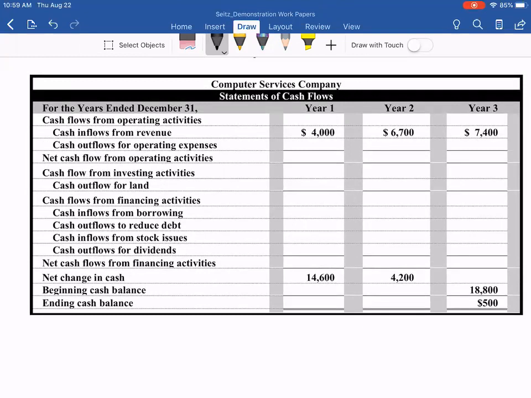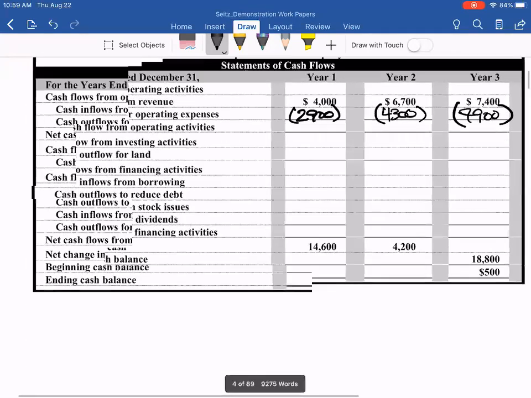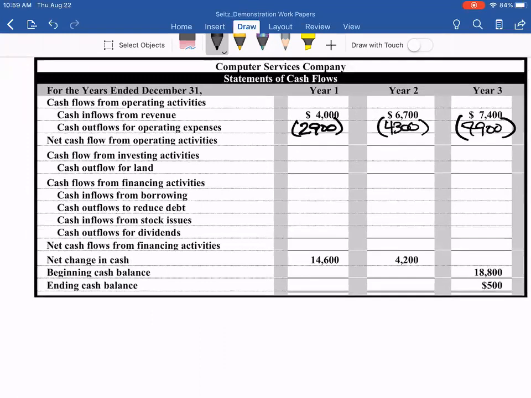financing for 3 years. All right, so I'm going to start off with cash flow from operating activities, starting the first year. Cash inflow from revenue was $4,000. Cash outflow for operating expenses over the year was $2,900. Year two is $4,300, and year three is $7,900. Now, in practice, you wouldn't be able to do 1, 2, and 3 years at the same time because usually you do this 1 year at a time.